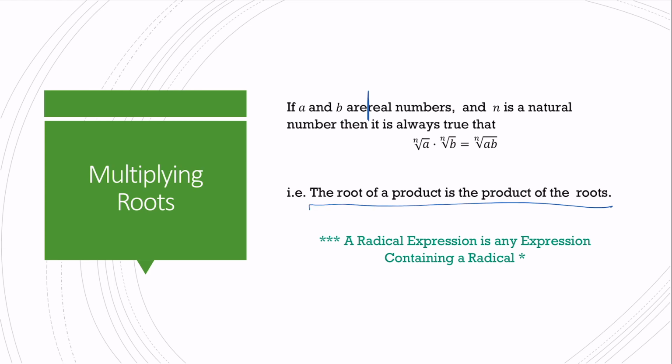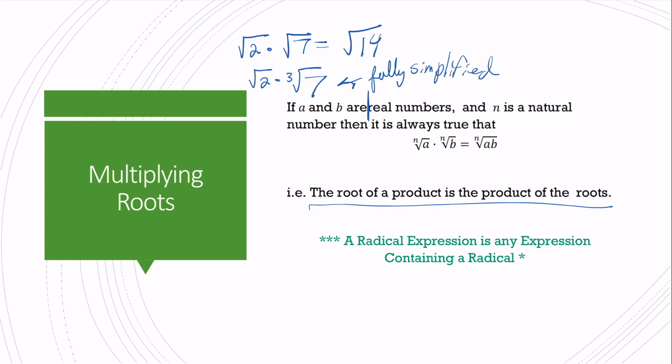So if I had the square root of 2 times the square root of 7, that would be the square root of 14. But if I had the square root of 2 times the cube root of 7, this can't be simplified any further because a square root isn't the same as a cube root. So this would be fully simplified.